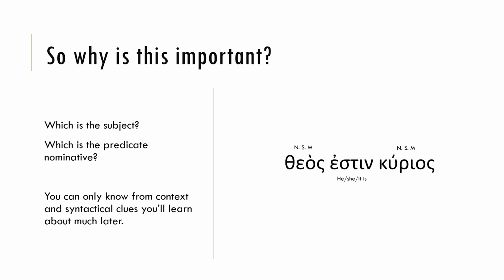That's all you have to know about predicate nominatives. If you have a to-be word, the noun on the right side, the other noun, is a predicate nominative. But in Greek, sometimes you're going to have to look at context. You have to read the whole sentence, maybe the whole paragraph, to know what's what. That's all you got to know.